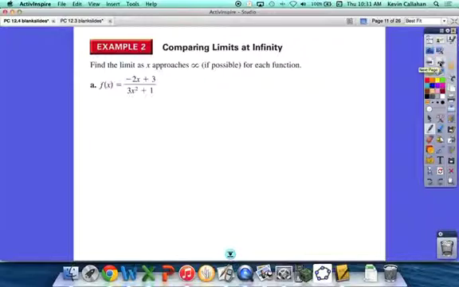So this is the first part of example 2. It says find the limit as x approaches infinity for each of the functions. So far we're just going to do the letter a. Okay, so the limit as x approaches infinity of negative 2x plus 3 divided by 3x squared plus 1.